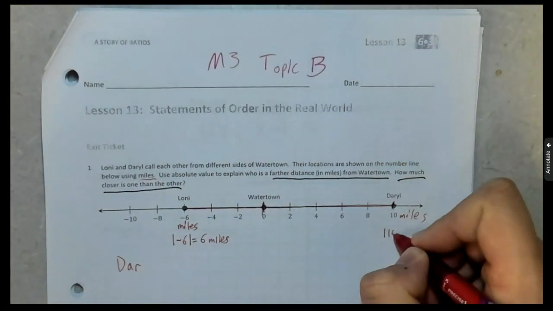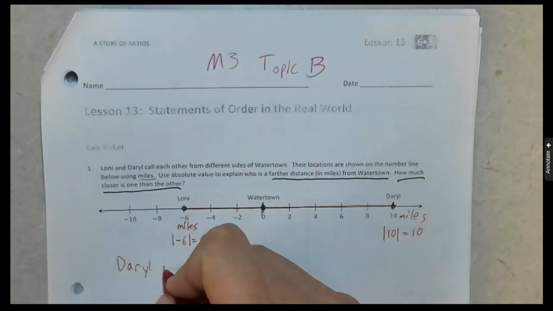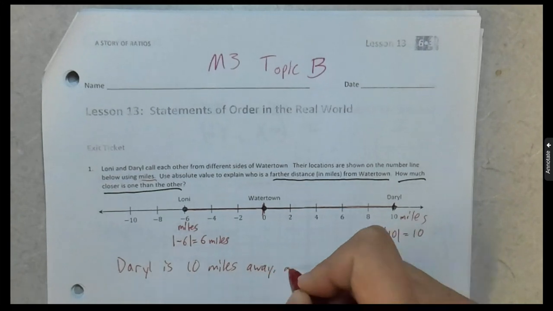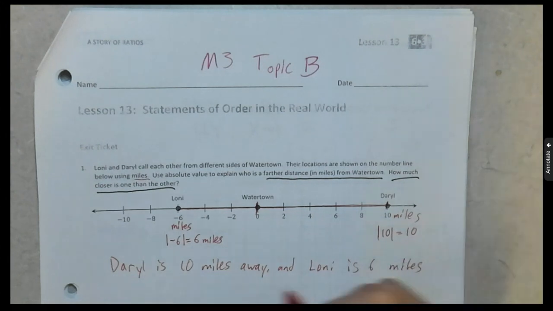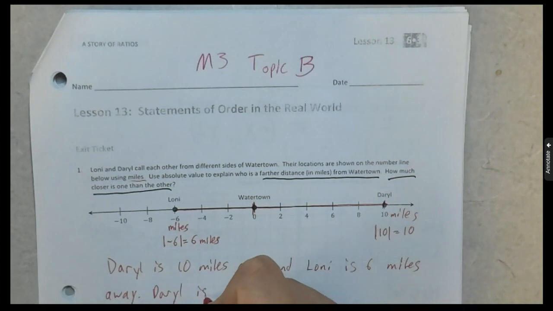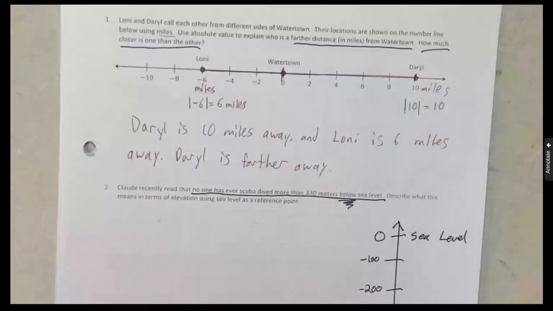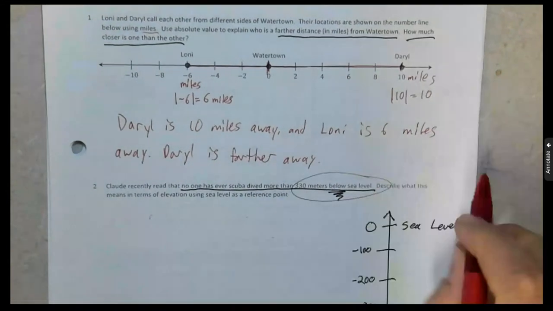The absolute value of 10 is 10. So it looks like Daryl is 10 miles away, and Lonnie is 6 miles away. Daryl is farther away. Okay, good enough.